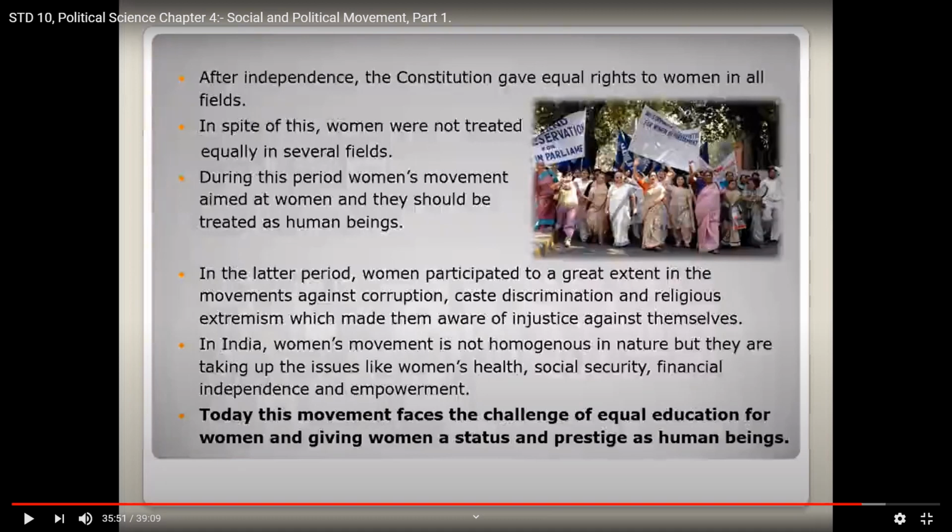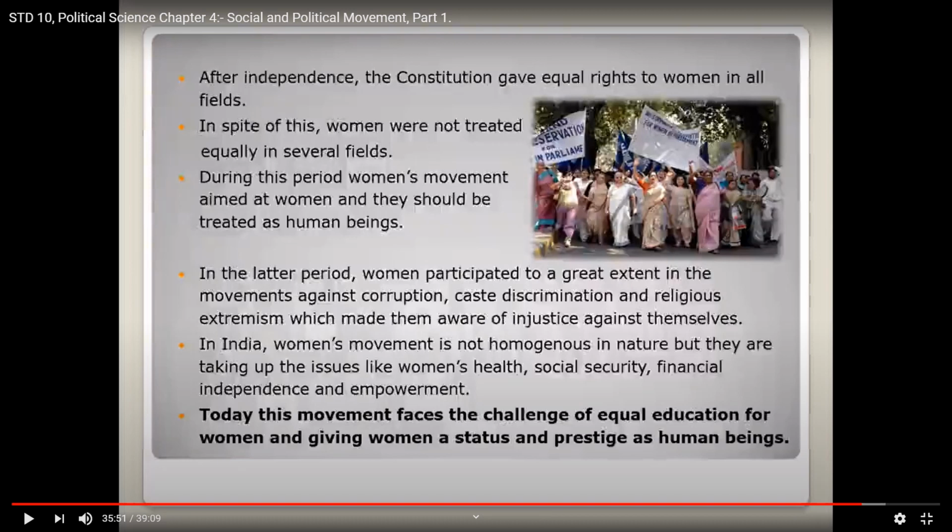After independence, the constitution gave equal rights to women in all fields. In spite of this, women were not treated equally in several fields. During this period, the women's movement aimed at having women treated as human beings. So basically these movements were to initiate the idea in a male dominated Indian society that women are also human beings, because even after independence, though women were given the equal right to vote and constitutionally equal rights, there were lots of problems that women faced.